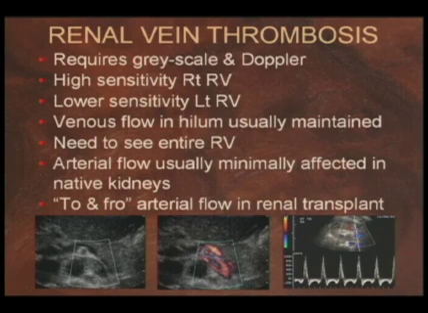So here's an example where you can see renal vein thrombosis in the left renal vein of the native left kidney, both on grayscale and Doppler. And this image on the right is an example of a renal transplant with renal vein thrombosis where you can see that to and fro waveform pattern within the supplying renal artery.